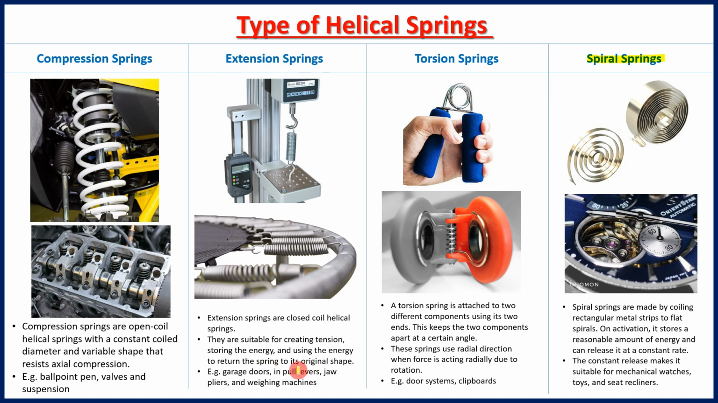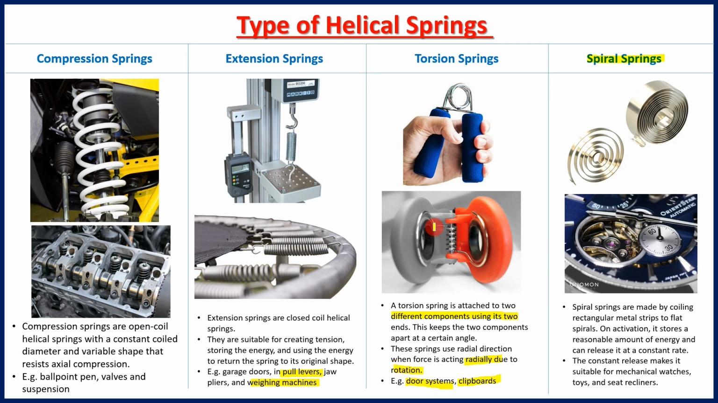The extension spring, or we can call it a tension spring, is generally used in pull levers, jaws, and washing machines. The torsion spring is generally used in door systems and clipboards. Here the torsion spring is attached to two different components using its two ends. From the two ends we apply force and twist the spring, to keep the components apart at an angle. So these two ends are at an angle. These springs act in the radial direction when the force is acting radially due to the rotation.